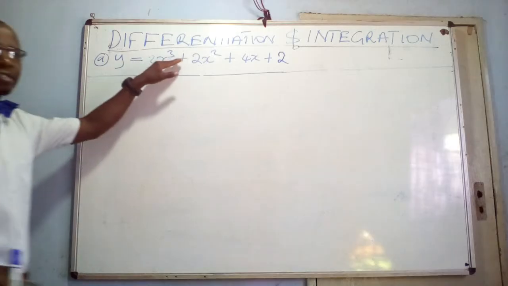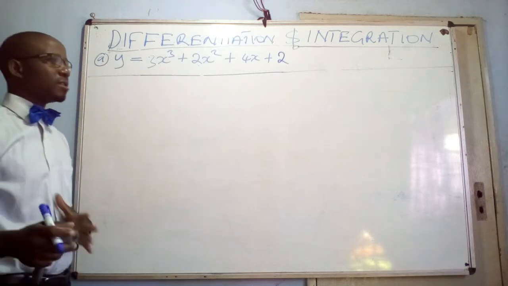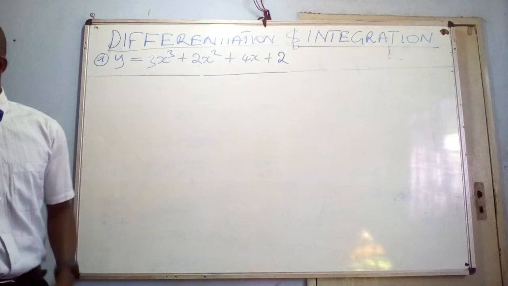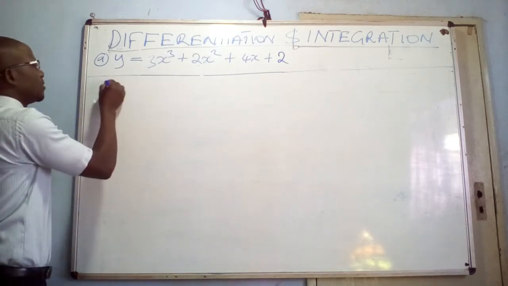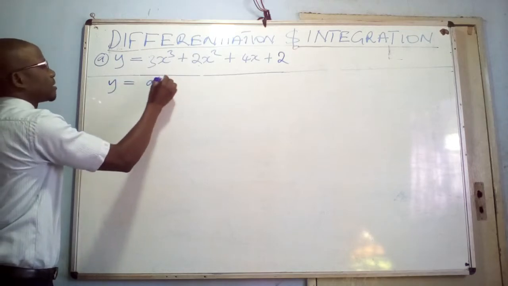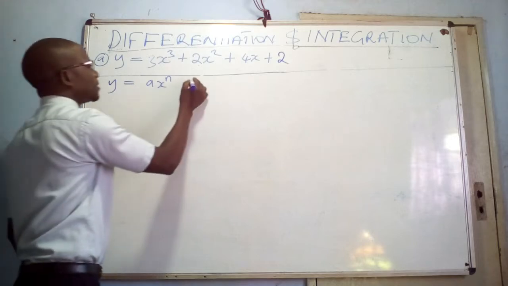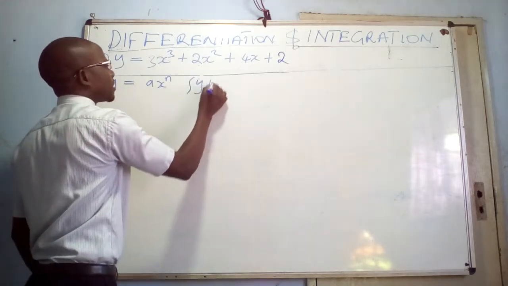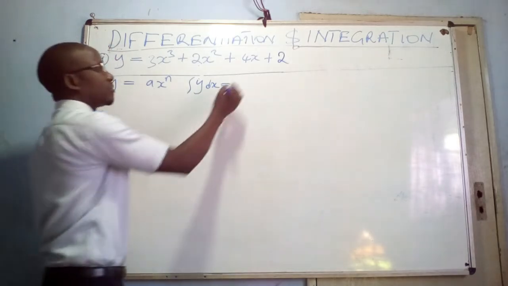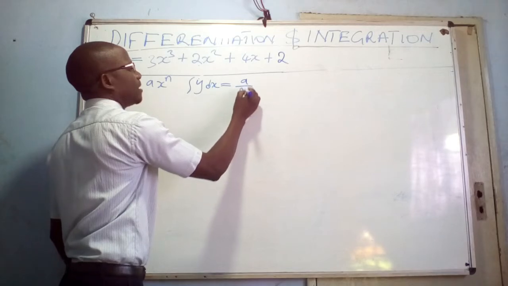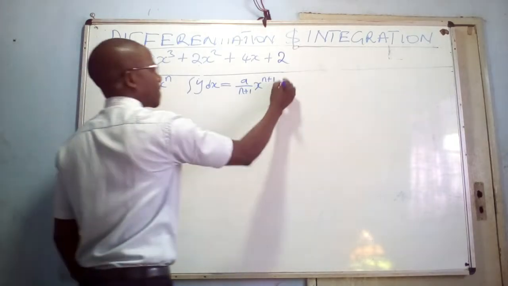We'll integrate this function. After integrating this function, we'll differentiate the answer that we get and see what happens. So here we go. We'll start with integration. In a situation where you are given a function y equals ax to the power n, to integrate it, the integral of y with respect to x is going to be equal to, this a will be maintained the way it is, a over n plus 1, then x to the power n plus 1, plus c.